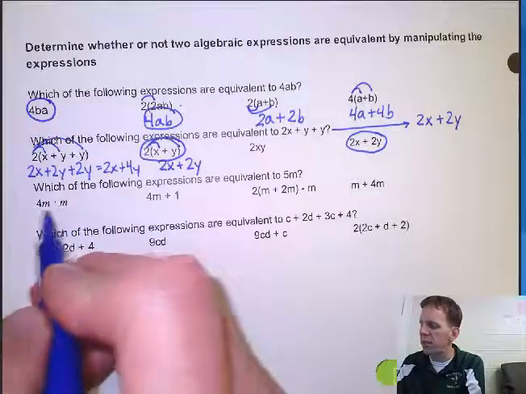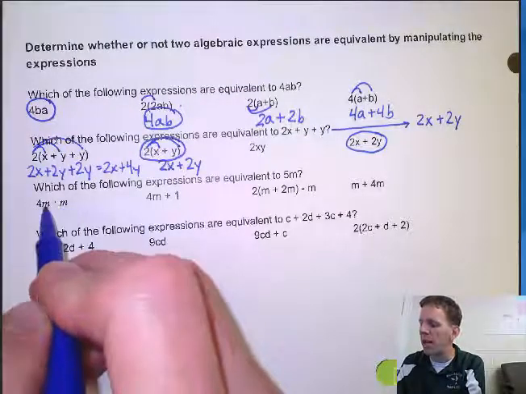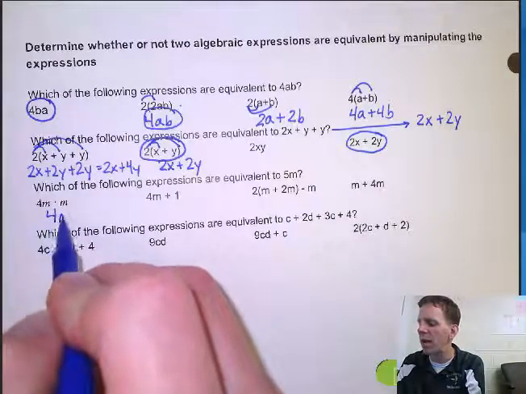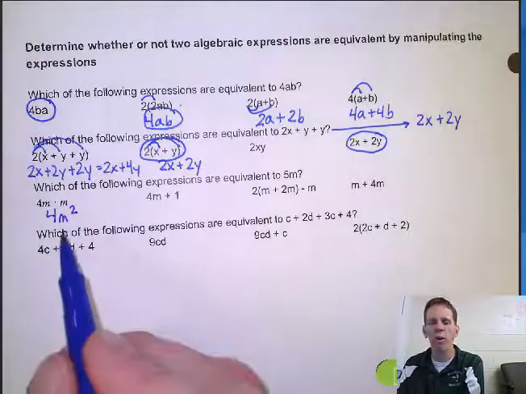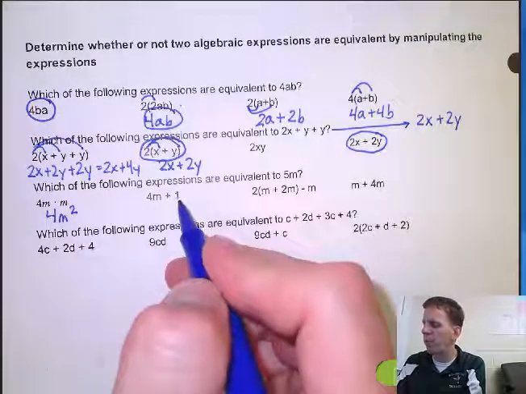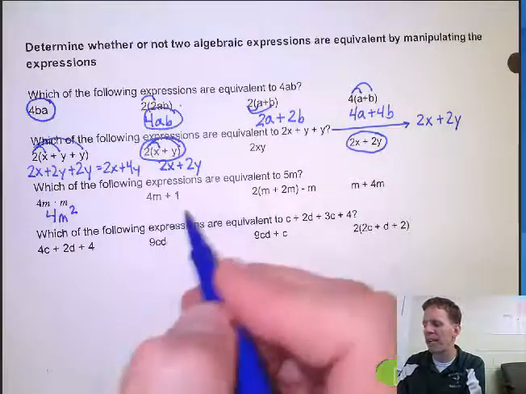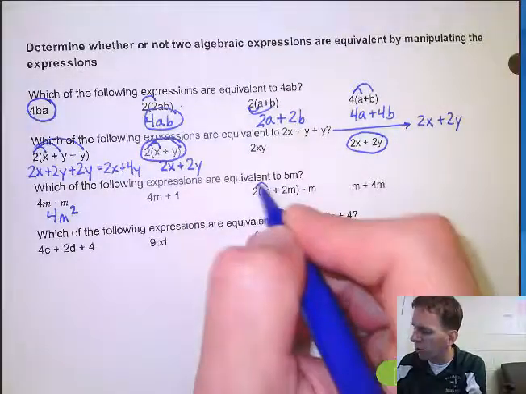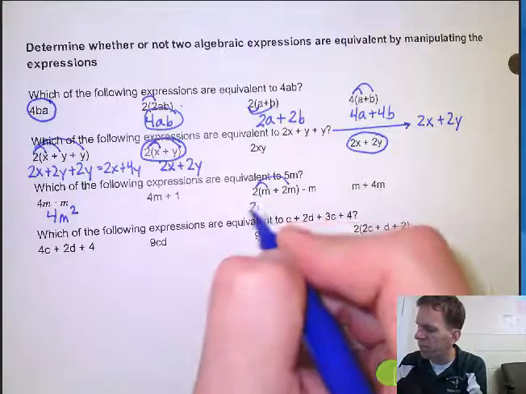Well, this looks promising, but it says 4m times m. We're multiplying m times m. And when you multiply m times m, you get m squared. This is 4m squared. It's not 5m. 4m plus 1. These are not like terms. You can't add them together. It doesn't work. Here we're going to distribute the 2 to the m.